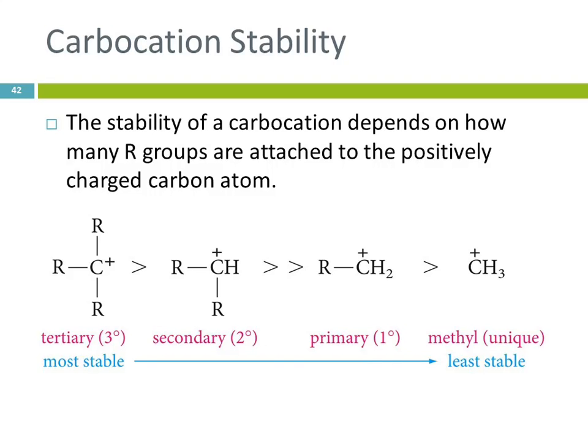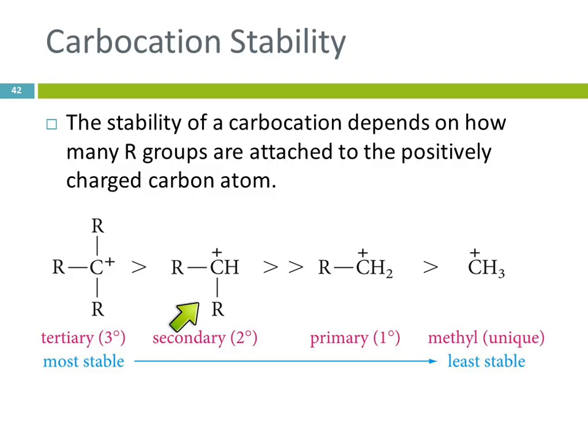And the stability is going to depend on how many R groups are attached to that carbon. So this is a tertiary carbocation. Tertiary meaning it has 3 R groups. These R groups are any alkyl group, carbons and hydrogens. So these could be methyl or ethyl or propyl or anything like that. This is called a tertiary, and this is more stable than this one, which is a secondary.